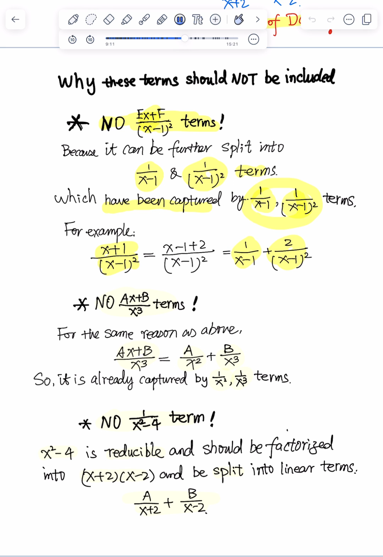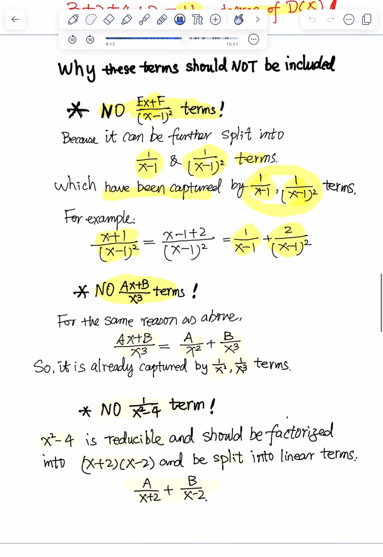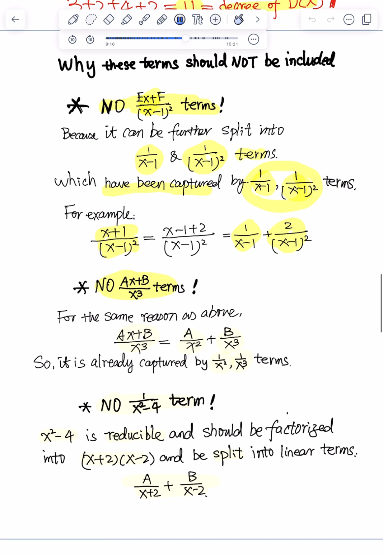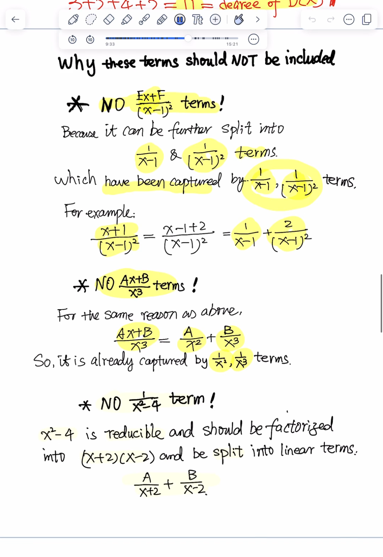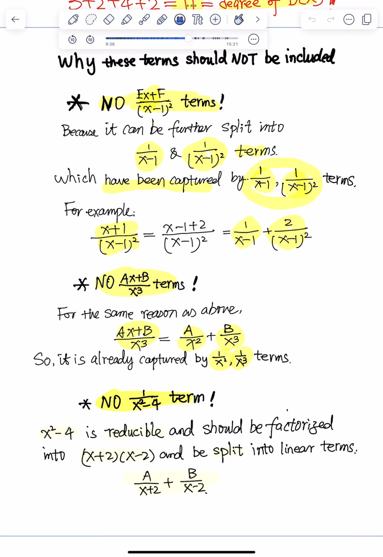And for the same reason, we should not include those terms, ax plus b over x cubed. That's because a term like this can also be split into terms of x squared and x cubed, and those should be already captured by those terms in the decomposition. And finally, we should not have this term in the decomposition because x minus 4 is reducible, and it should be factorized into x plus 2 times x minus 2 and be further split into 2 linear terms like this.